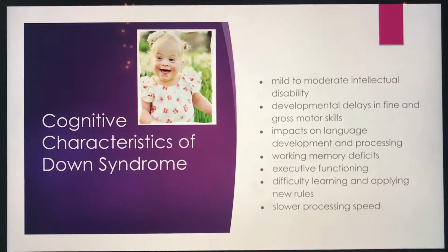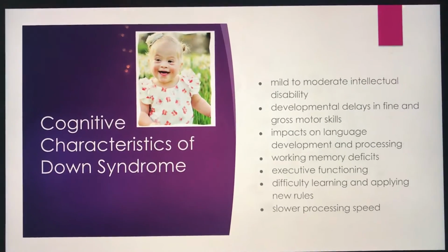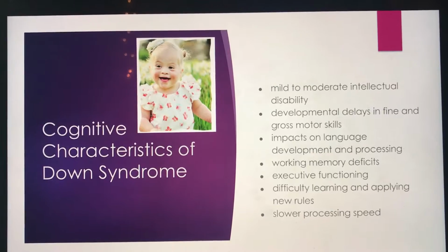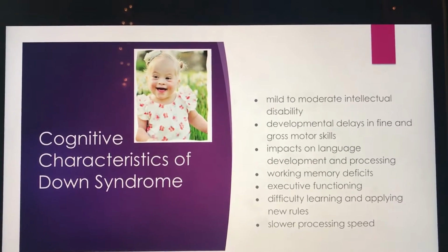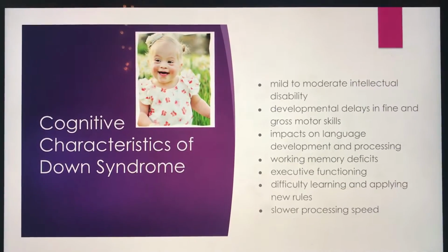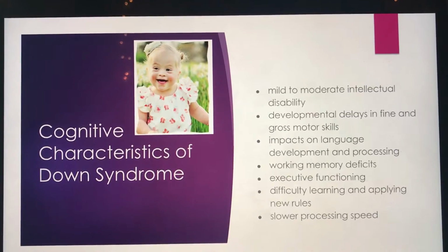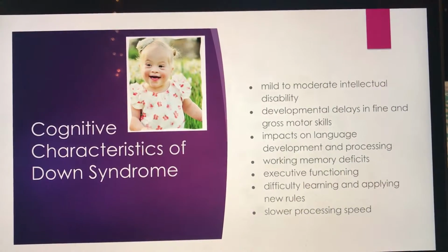So some of the cognitive characteristics of Down syndrome include mild to moderate intellectual disability. So this is what mostly impacts speech and language development the most. The developmental delays are in fine and gross motor skills as well, which can also then go along with the delayed speech and language. So this impacts speech and language development and processing.